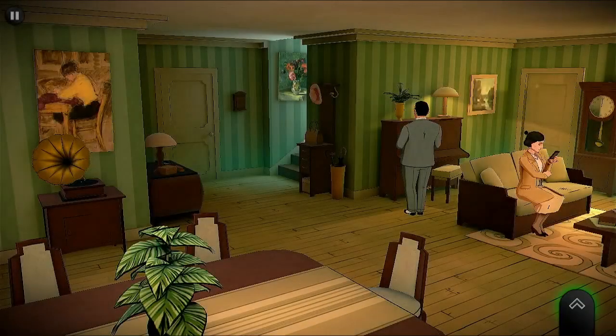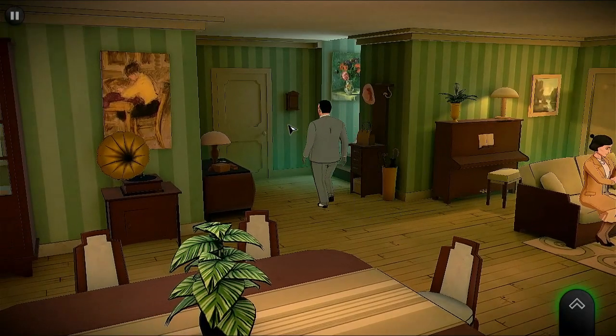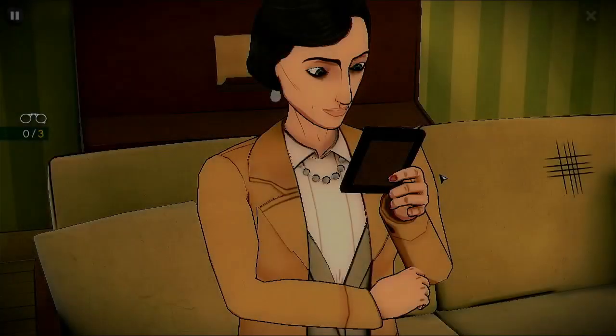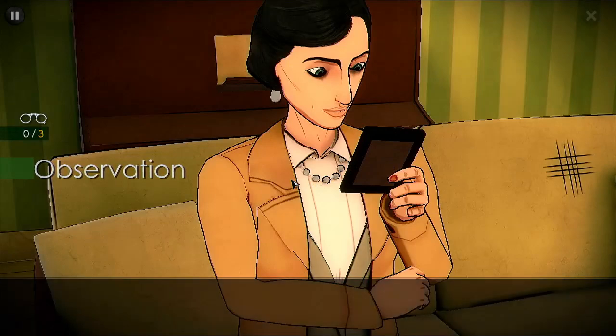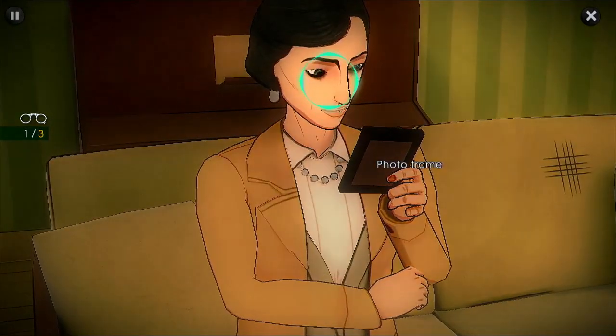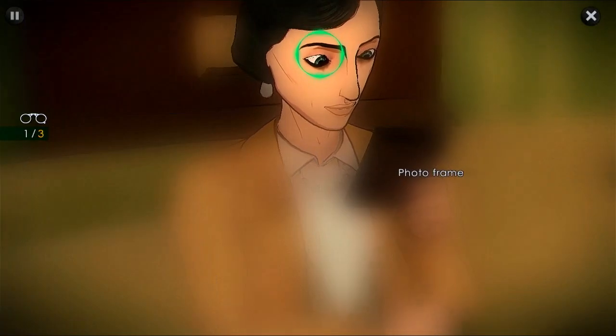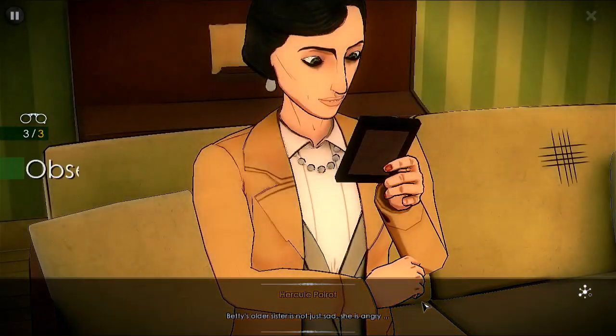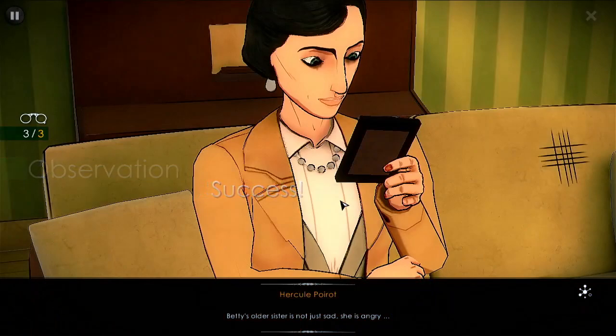Okay, let's have a look. Let's have a little look at Megan. Actually, should we go and have a look upstairs first? Let's do that first. I'm just going to mute while I eat this biscuit. Oh, maybe we need to speak to Megan then. Hang on. Let's give her a little observe. What is she feeling at the moment? Probably shock. Intense. Betty's older sister is not just sad, she's angry.